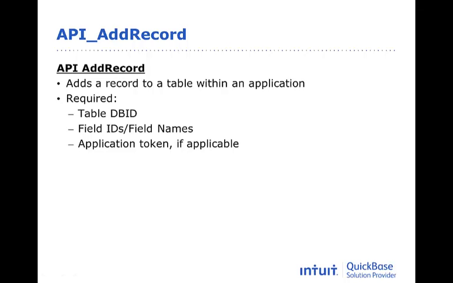Using API add record within an application will automatically add a record to the specified table. You will want to pass any required or desired values to the new record. Here is an example of the API add record formula that adds a new record to the projects table.